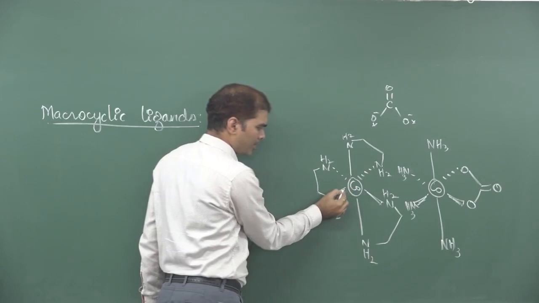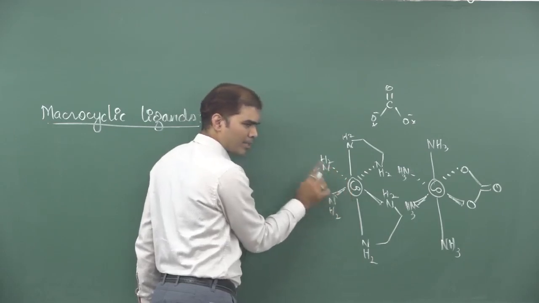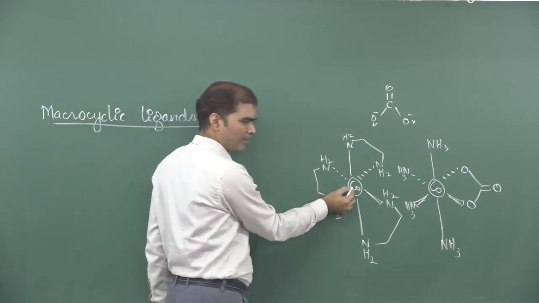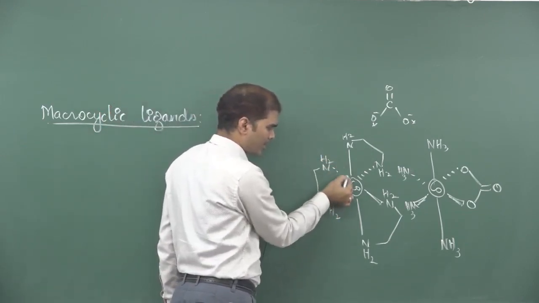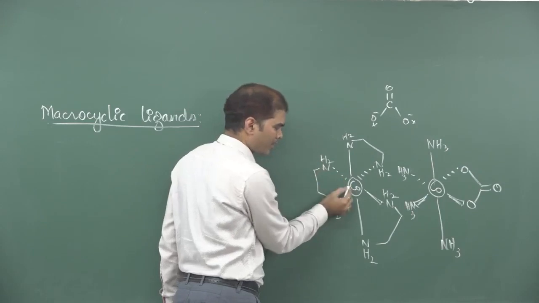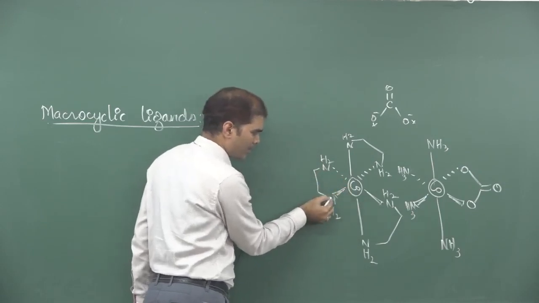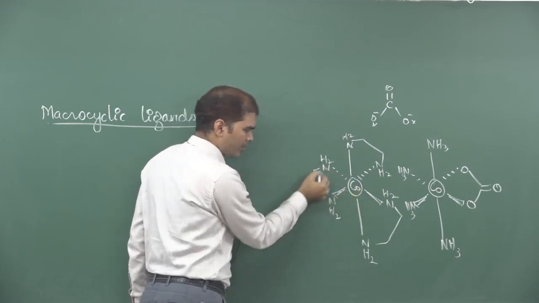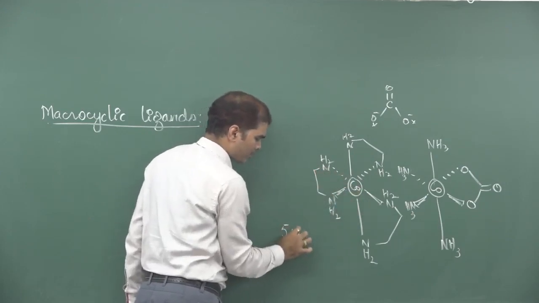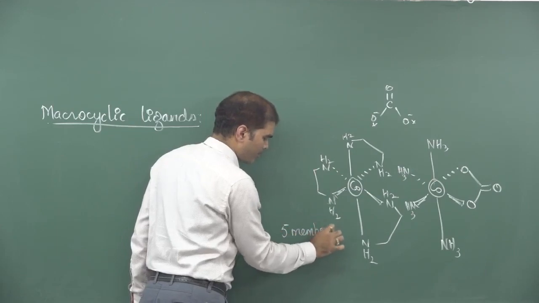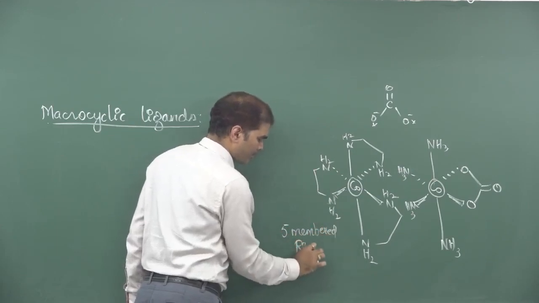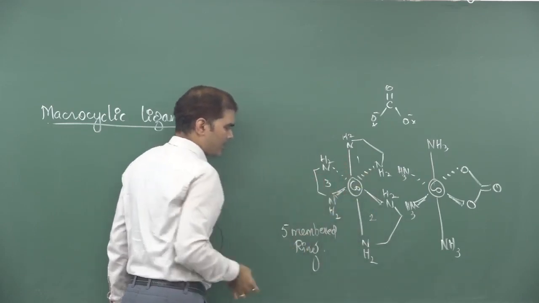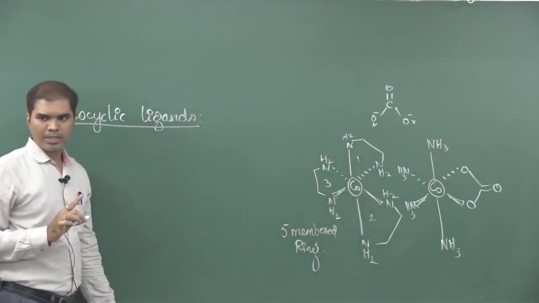Starting from the metal, whatever atoms fall within the ring must be counted. That will define the size of the ring. Suppose I am taking this metal, from this metal this is the ring. How many atoms are falling within the ring? You have to count. 1, nitrogen is within the ring 2, carbon 3, carbon 4, nitrogen 5. So the size of this ring is a 5-membered ring. We call it a 5-membered ring. How many such 5-membered rings are there? 1, 2 and 3. So greater the number of rings, greater will be the stability.